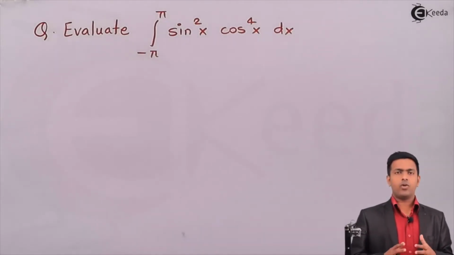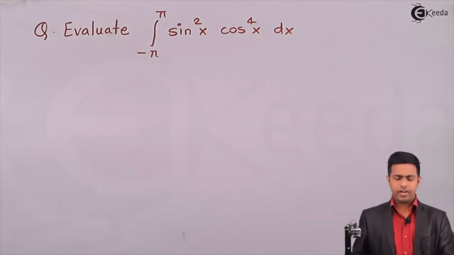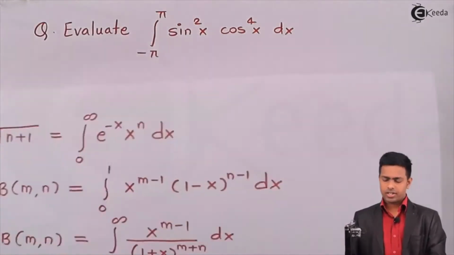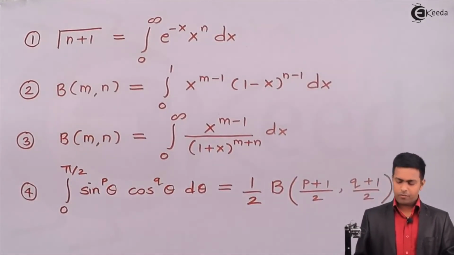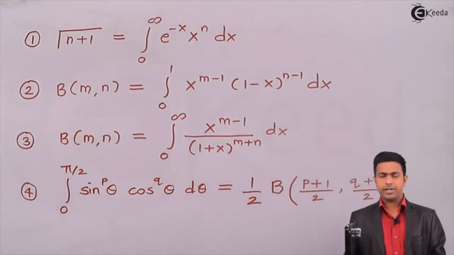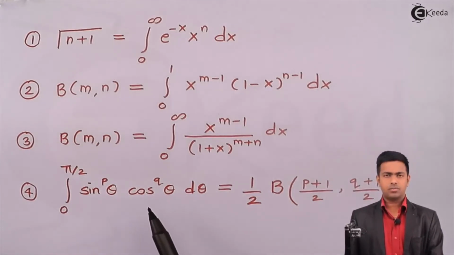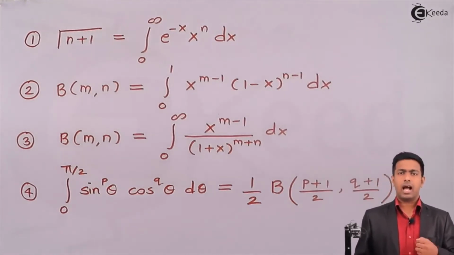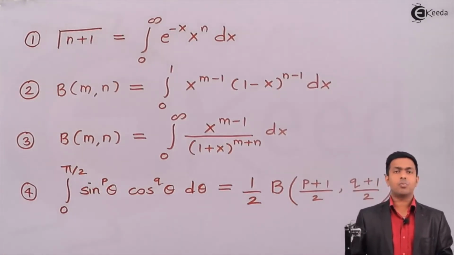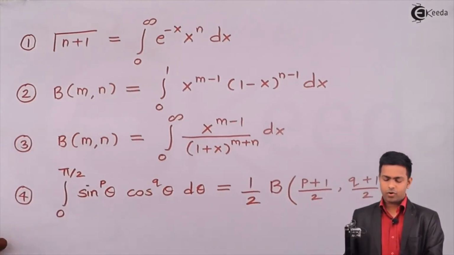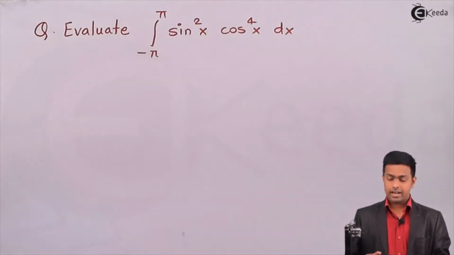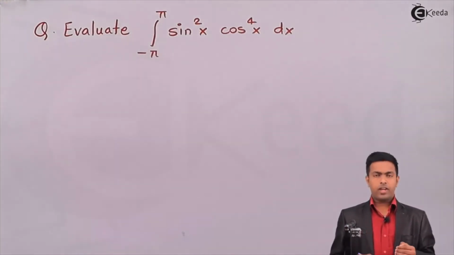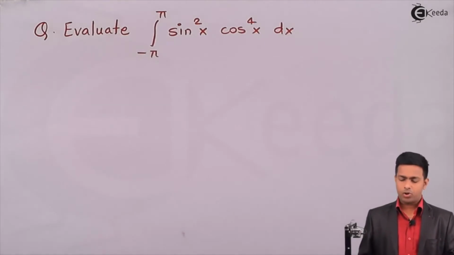Now to get the value of this integration, we have the definition of beta function. First of all, I'll show you the definition. Here on your screen you can see that at point number 4 we have a definition of beta which has the sine and cos terms. If I want to apply this definition of beta function, then I must bring the limit from 0 to pi by 2. Now in our case it is from minus pi to pi. So we have to bring it from 0 to pi upon 2.